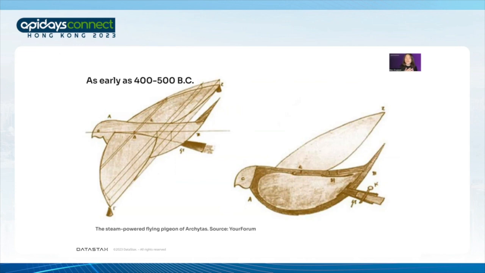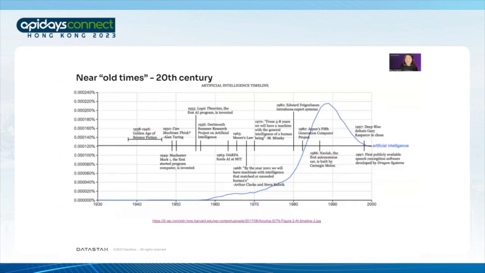But of course, the early days were pretty mechanical automation, powered by mechanical rather than digital means as it is today. Around 400, 500 BC there was the steam-powered pigeon, a flying pigeon, developed by the Greek philosopher Archytas. So I thought I'd mention it. It's interesting, but it doesn't have much direct bearing on us, so let's take a look at the last 100 years or so, the 20th century.